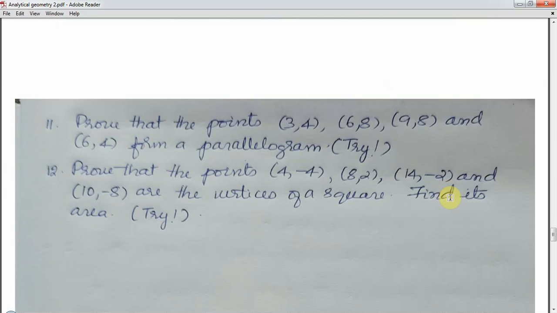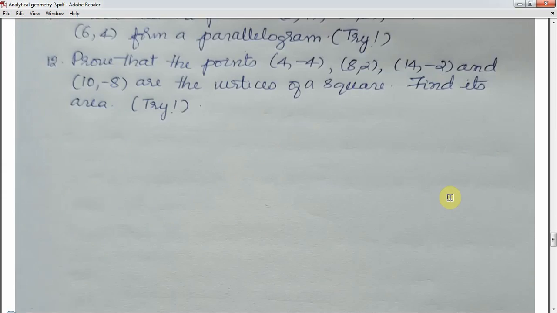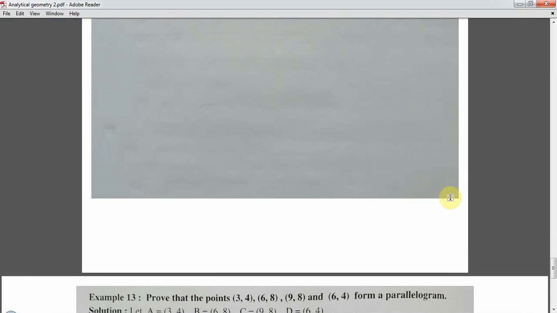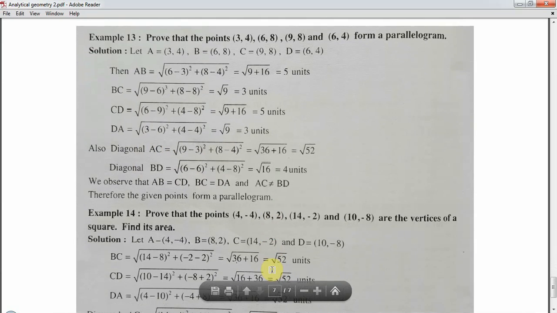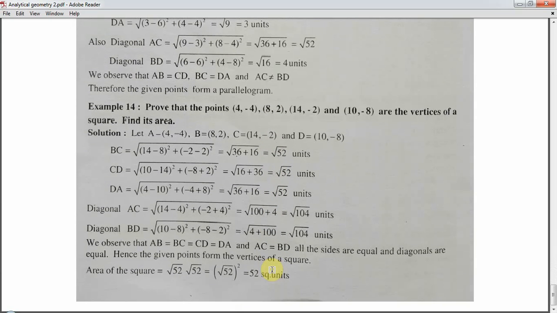You can try these problems, parallelogram and square. The solutions of them I have attached here. Prove that it is a parallelogram. We have measured all the sides and diagonals, and opposite sides are equal, diagonals are unequal, that means it is a parallelogram. Further, we have attached the solution for finding whether it is a square.